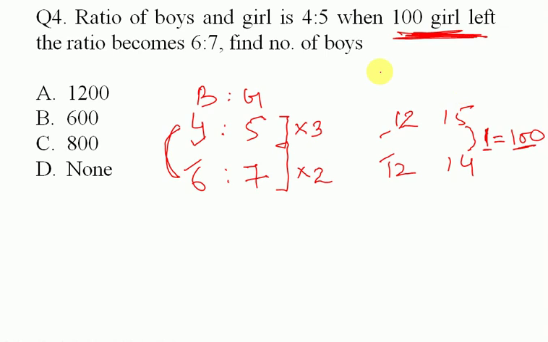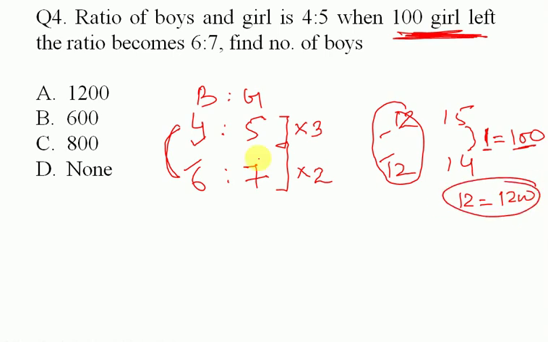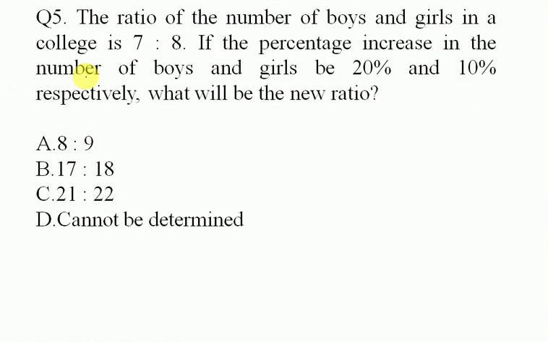The question is to find the number of boys. The number of boys is 12. If 1 is 100, what is 12 equal to? 12 equals 1200. So option A is the right answer. Right? This is how we are going to solve problems on ratios. Next problem.